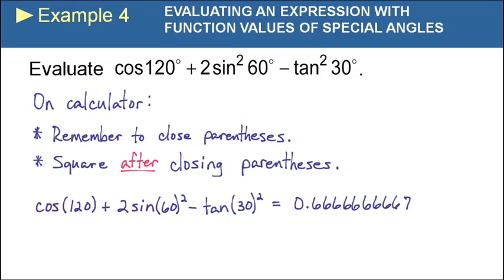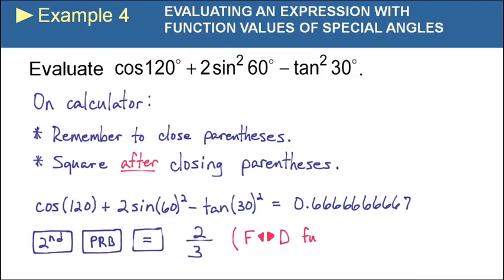And it comes out 0.666666667. That 7 is because it had to round off because it got to its last display digit. And if you convert this to a fraction, it'll tell you 2/3. Now the f to d function is the second function of the probability button. And so if you have this on the screen and you do second prob equals, then you'll get 2/3. It will convert a fraction to a decimal.